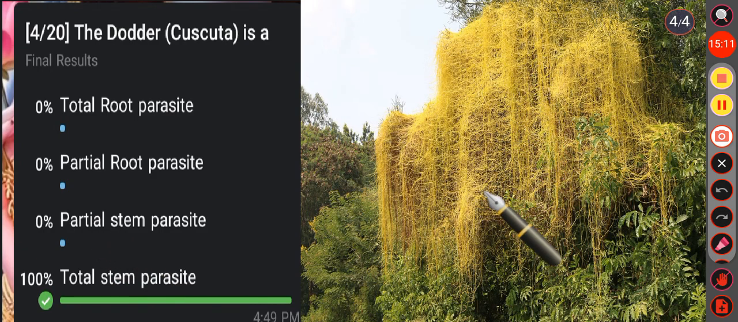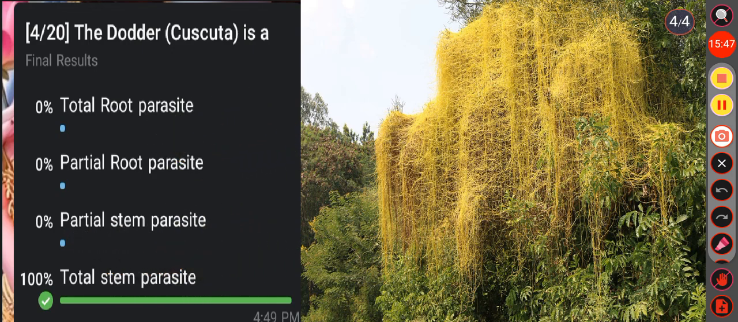Remember, Cuscuta is a member of the morning glory family, that is the Convolvulaceae family. This plant lacks chlorophyll and absorbs nutrients from another plant. You can see in this picture. Cuscuta wraps around the whole plant and stays attached to it until the host dies. The vegetative part of Cuscuta is its stem, so it is called the total stem parasite. Right? So the correct answer is option D.